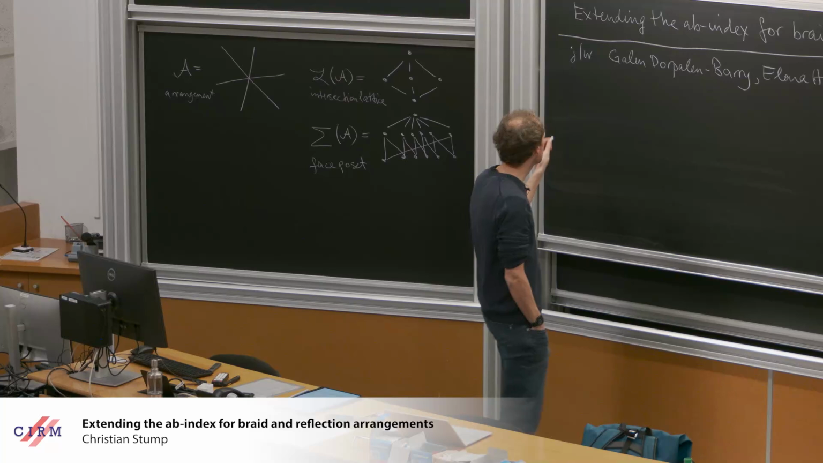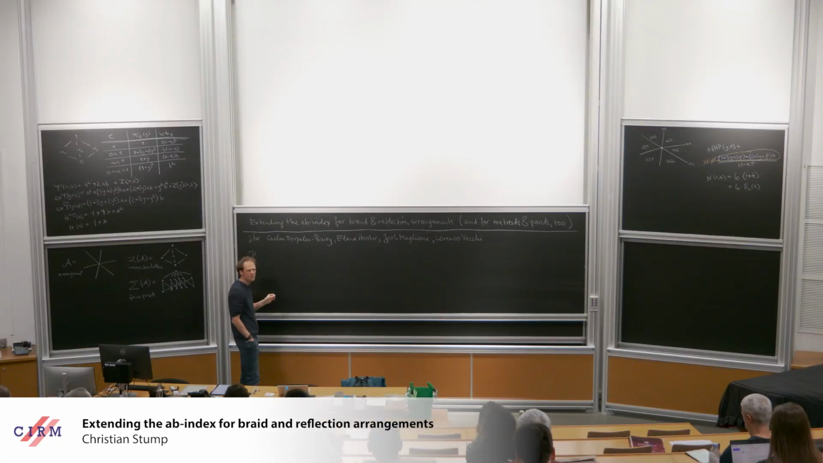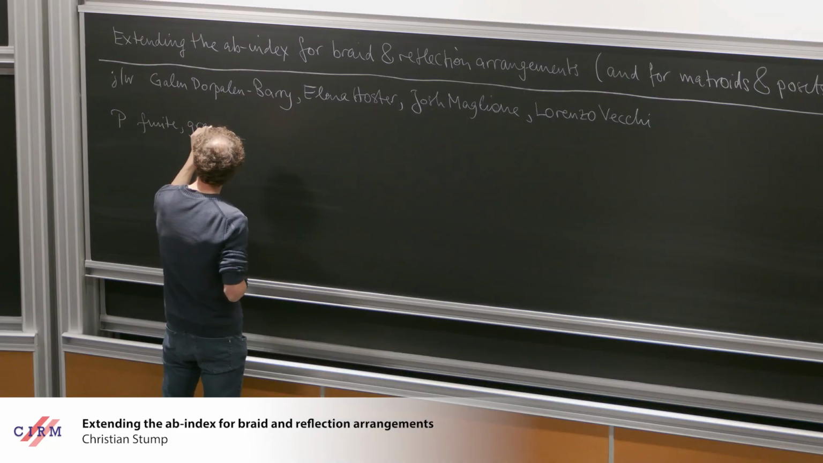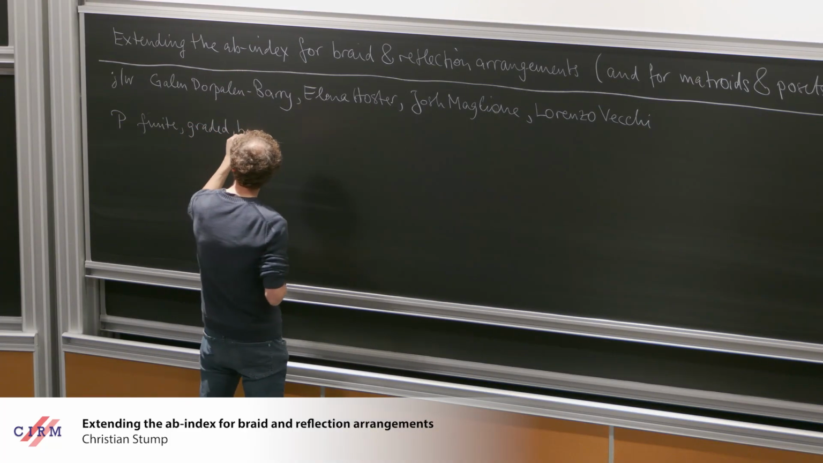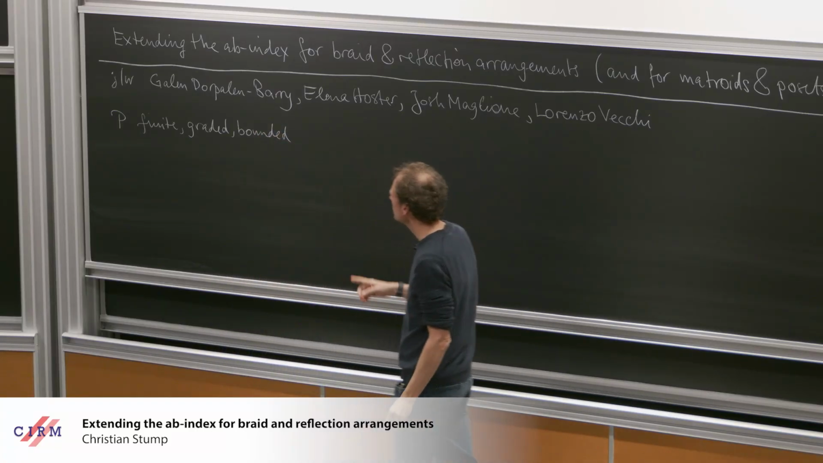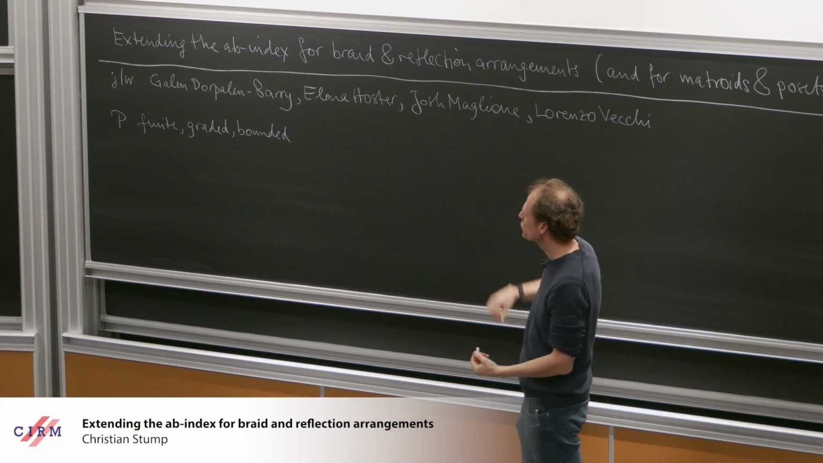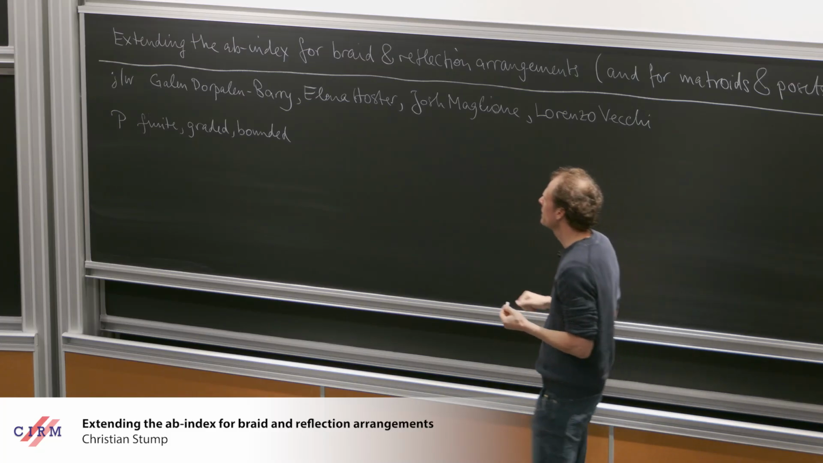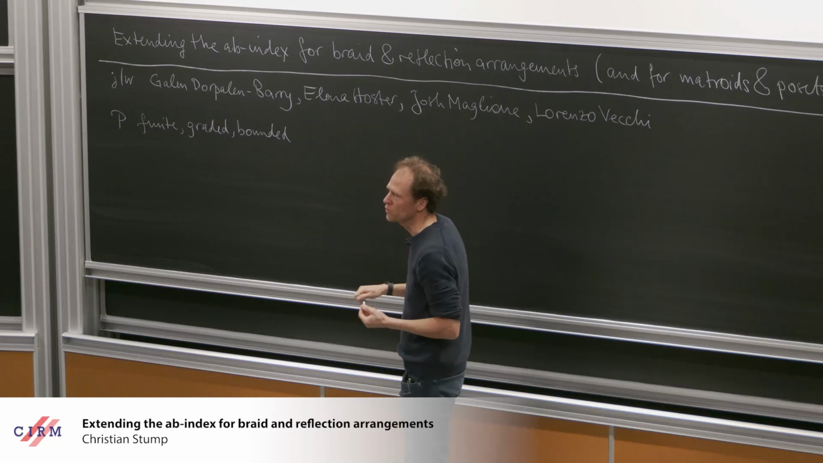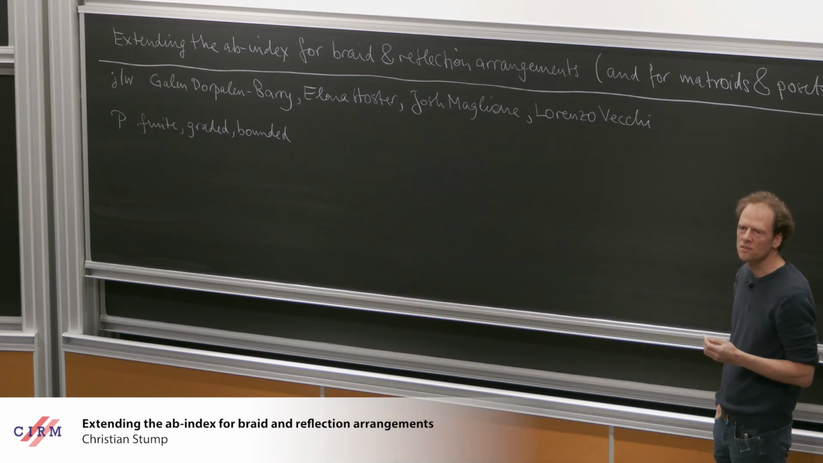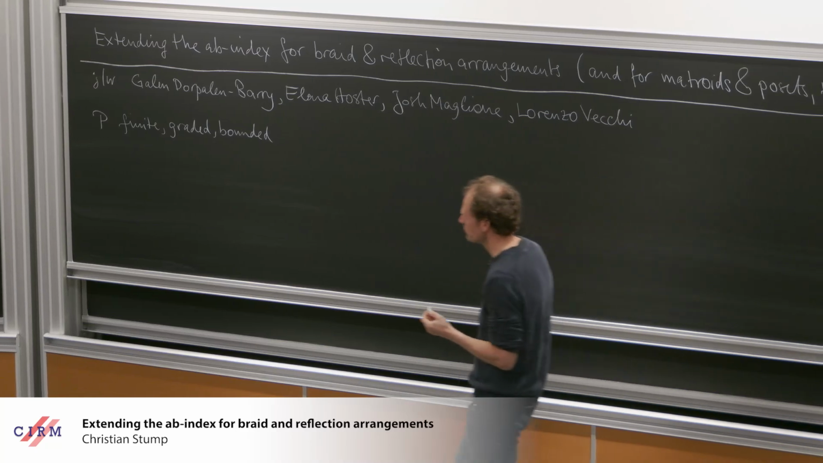Throughout the talk, P is going to be a poset, which is finite, graded, and bounded. Finite is probably clear. Graded means all maximal chains between bottom and top have the same length. And bounded means it actually has a bottom and a top. So a very classical and well-studied class of posets.